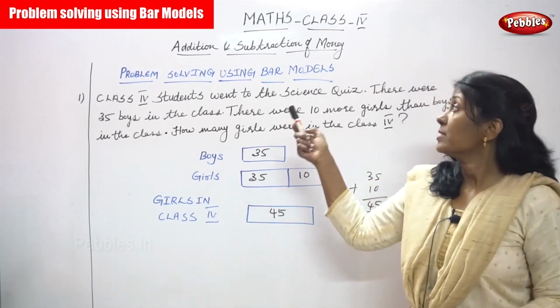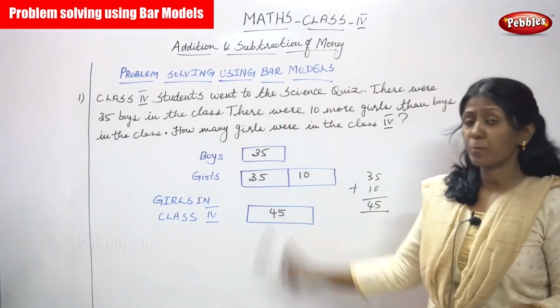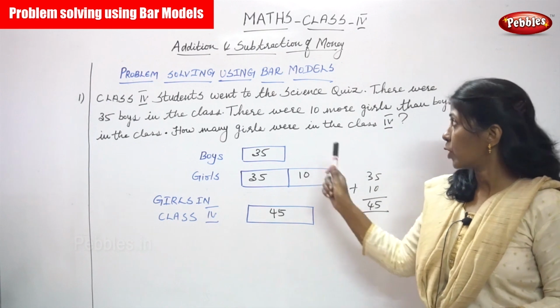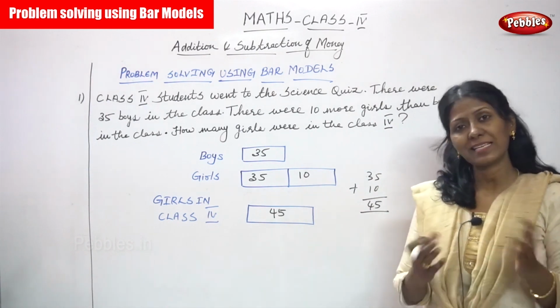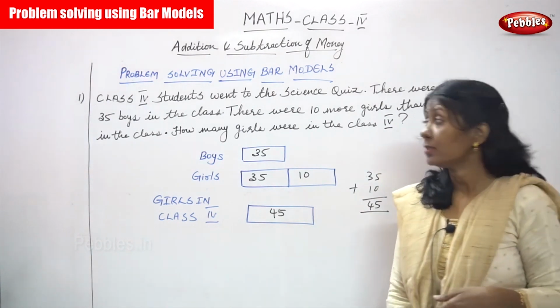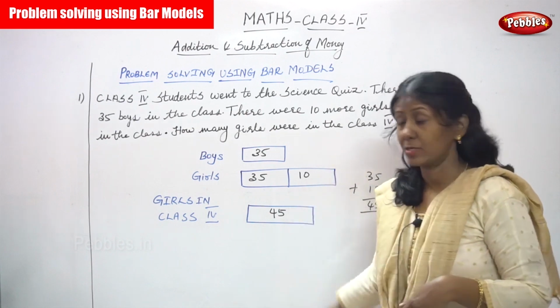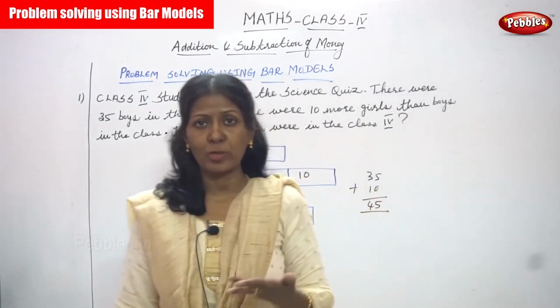Now we are going to see problem solving using bar models. It combines addition as well as subtraction together, but this sum is only addition. So now look at the sum. We are going to solve the sum.